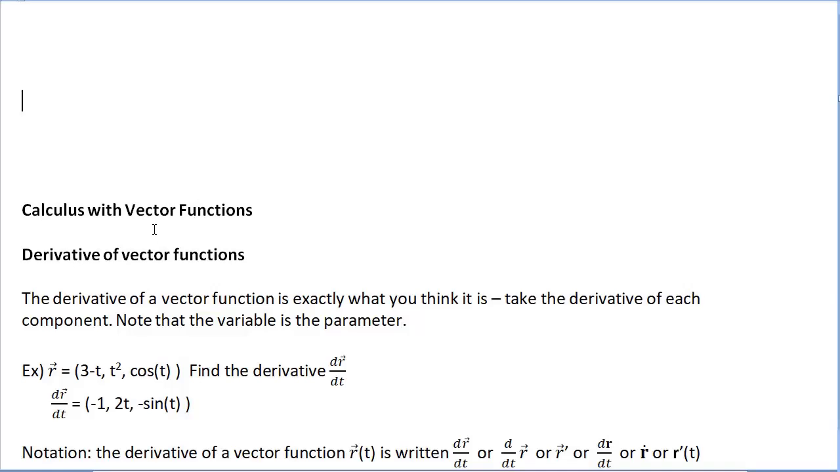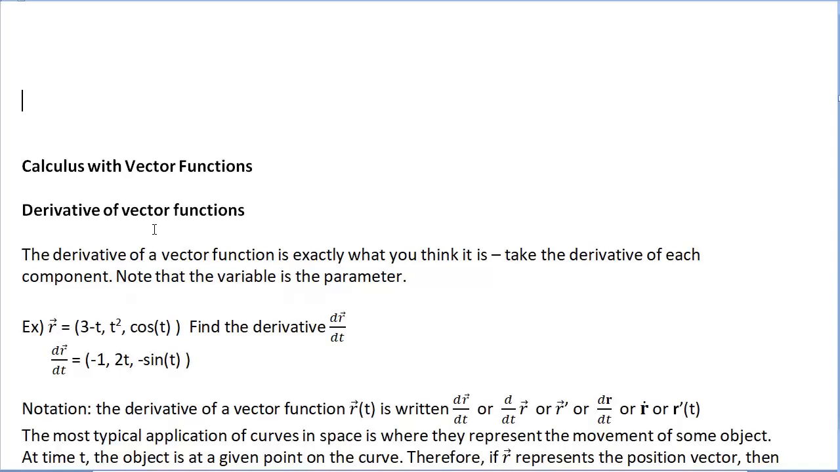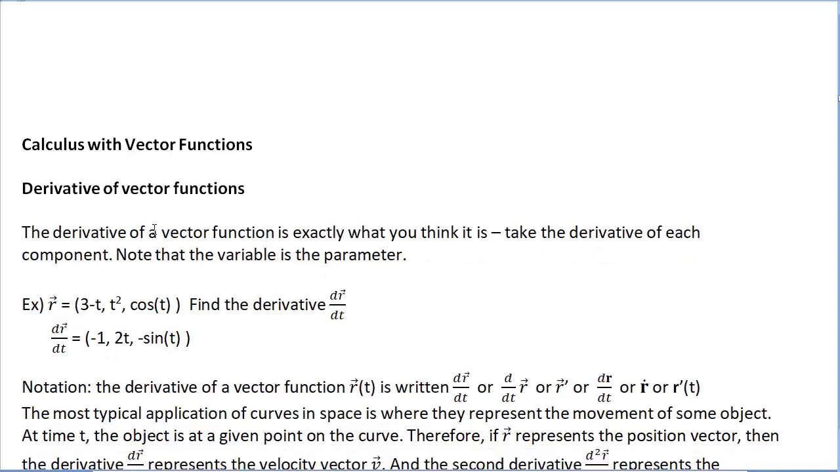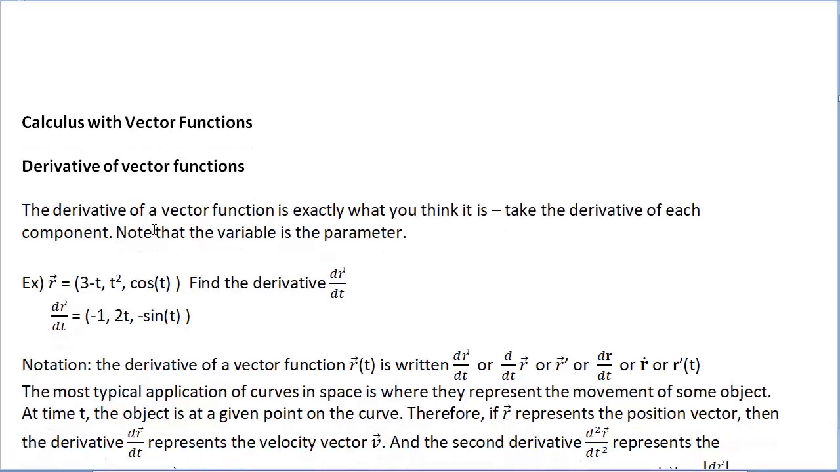So what about some applications? The most typical way to understand a vector function and its derivative is to say that the vector function represents movement. So the vector function represents a position, and then its derivative, dr dt, would represent the velocity. So it'd be a velocity vector, which we could write as dr dt. We could also just write it as v. That's pretty standard. And the derivative of velocity is acceleration.